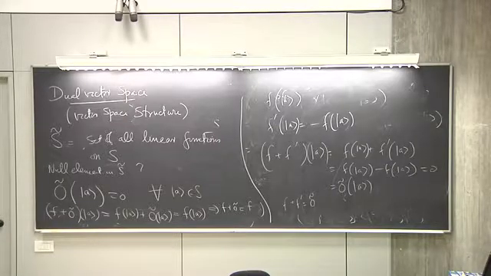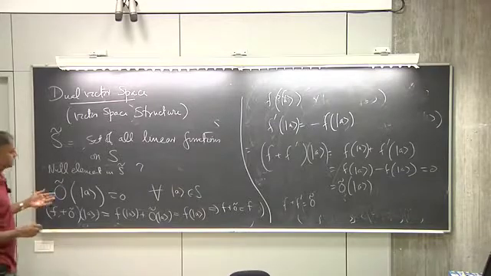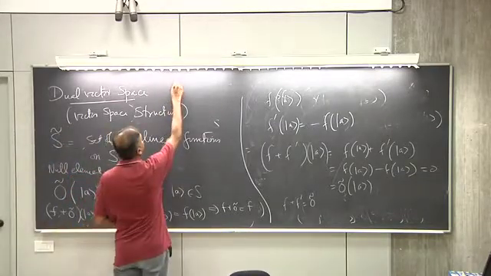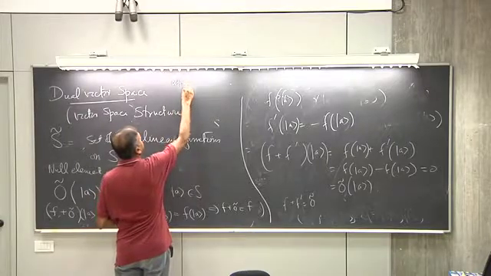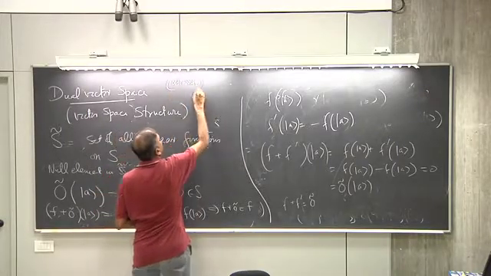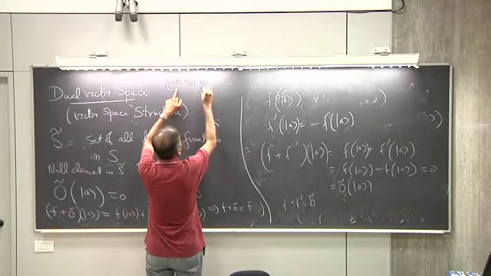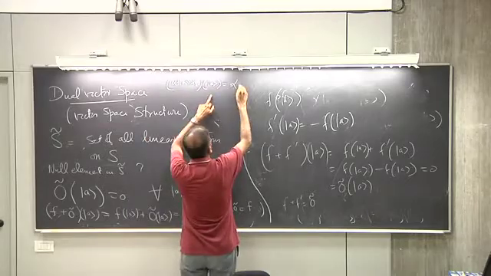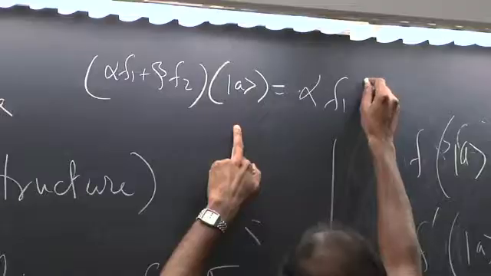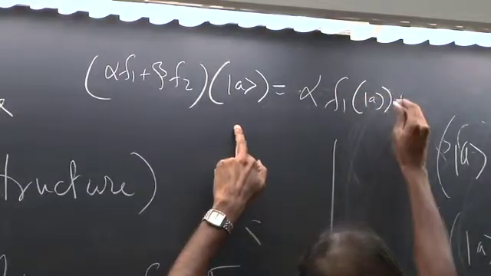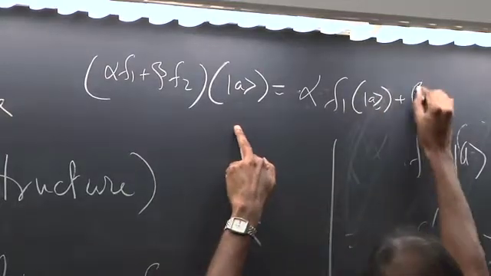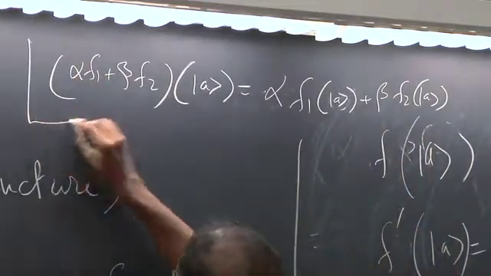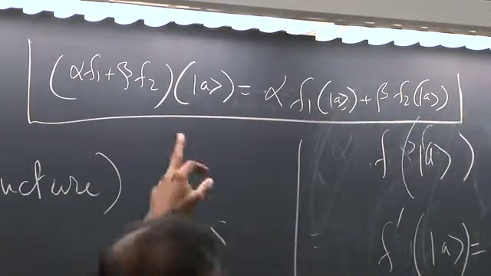Okay, so the upshot is that what we have shown here is that with this rule of addition, maybe I should write down somewhere, the rule of addition was alpha f1 plus beta f2 is that linear function which, acting on any A, is given by simply alpha f1 acting on A plus beta f2 acting on A. I just write it down to remember this is the definition.